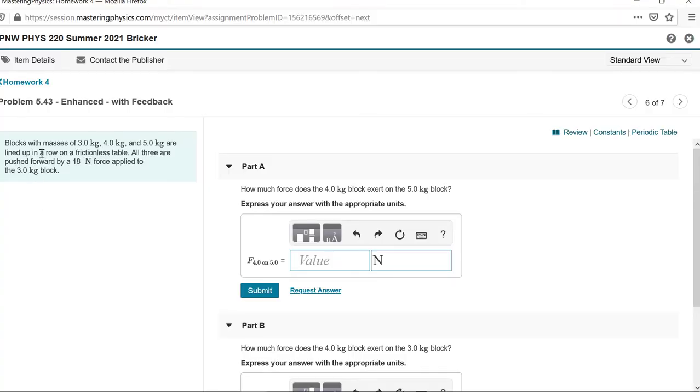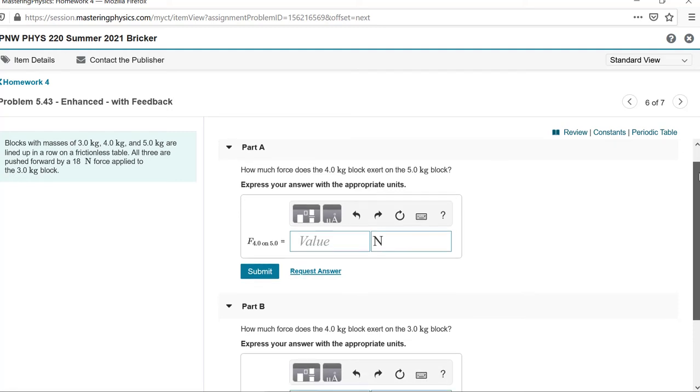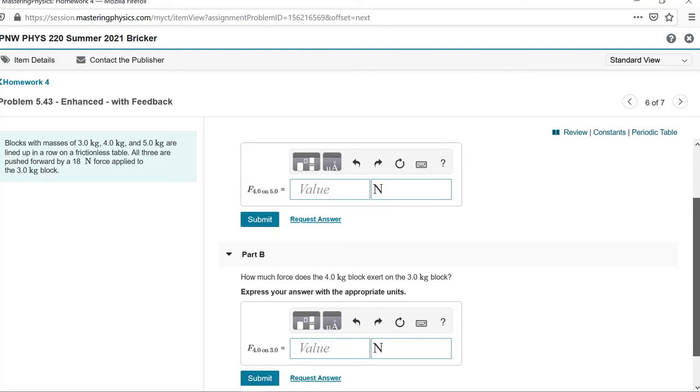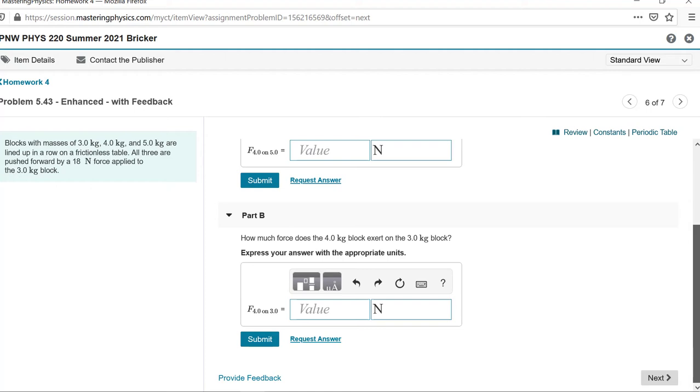Okay, so blocks with mass 3, 4, and 5 are lined up in a row on a frictionless table. All three are pushed forward by an 18 Newton force applied to the 3 kilogram block. How much force does the 4 exert on the 5? How much force does the 4 exert on the 3? Okay, so both of those questions.